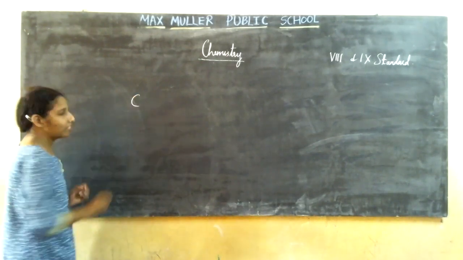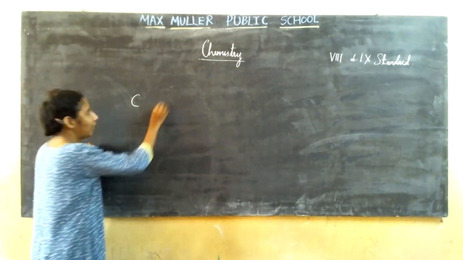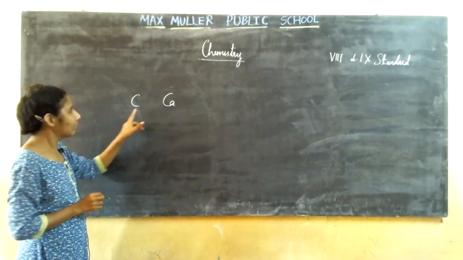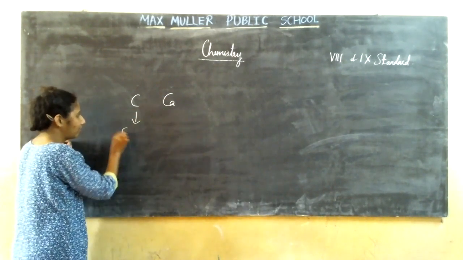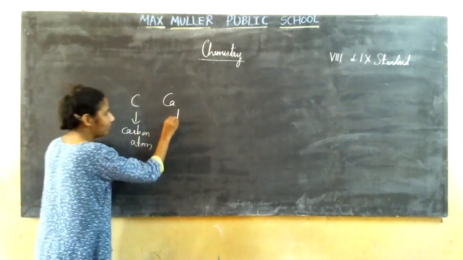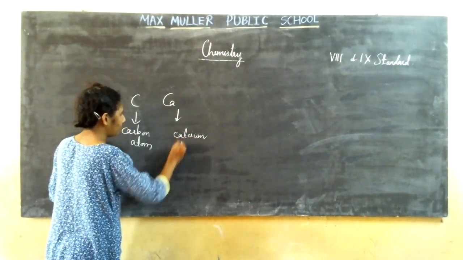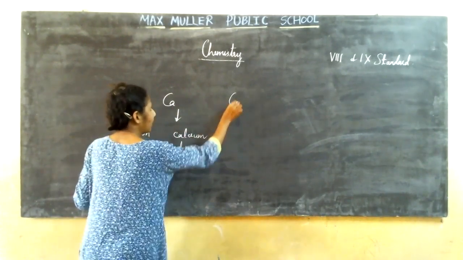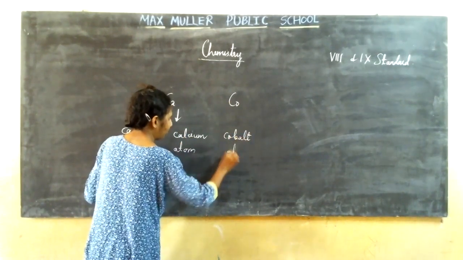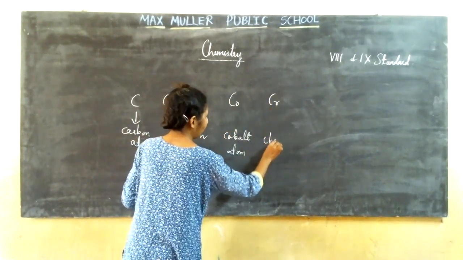See, if I write C, what does it represent? It represents a carbon atom, isn't it? If I write Ca, it represents a calcium atom, isn't it? Only C, carbon atom, right? This represents a calcium atom. If I write Co, it is a cobalt atom, right? If I write Cr, it is a chromium atom.